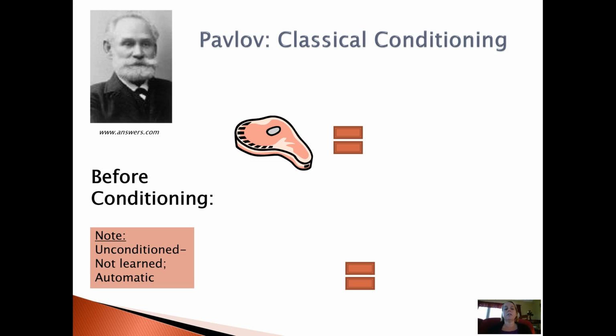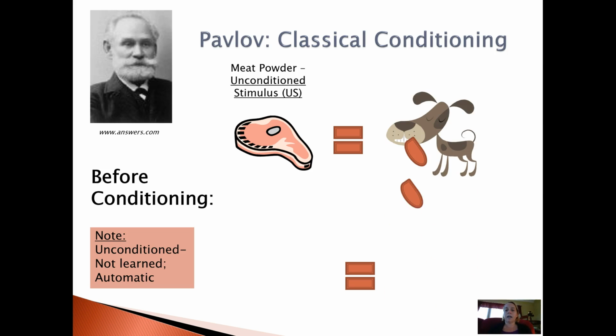So before any conditioning happened, you would have the unconditioned stimulus, the not learned stimulus, which is the meat powder, and the dog salivates normally. You don't have to teach a dog to salivate to the meat powder. Because that happens without any learning, that's called the unconditioned stimulus and unconditioned response.